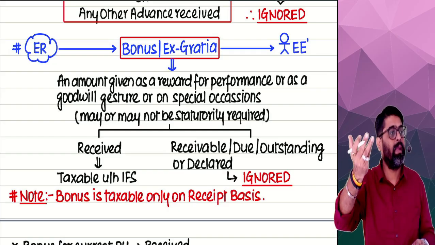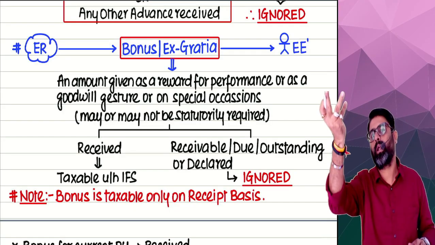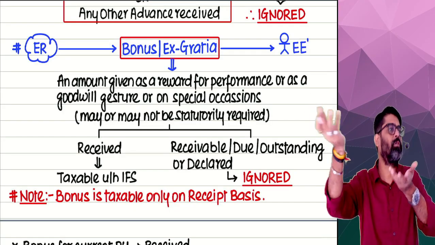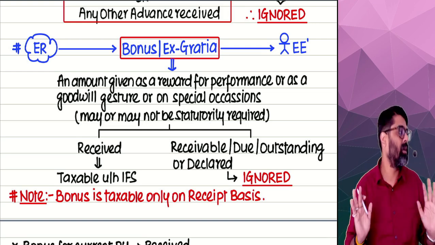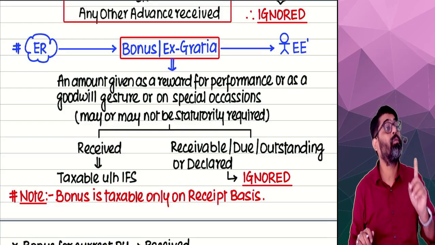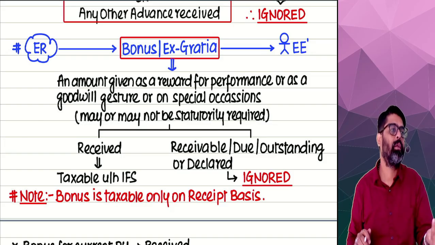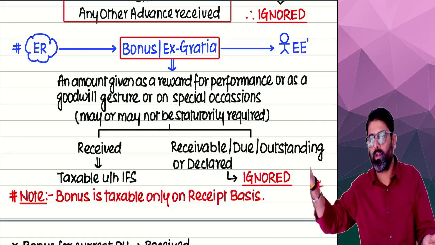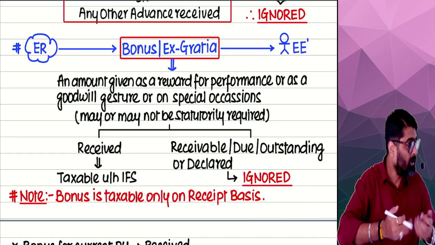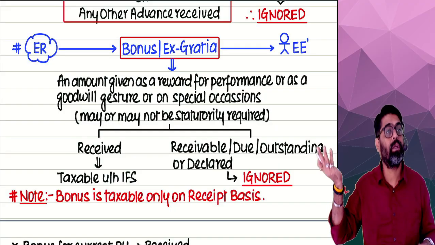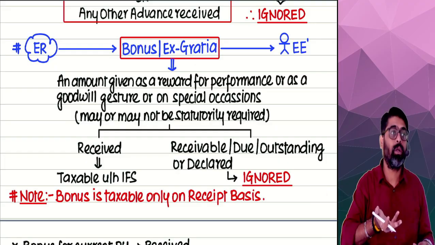Bonus can be given for any earlier year also. Earlier year, it was not taxed on what basis? Due basis. It is always taxed on what basis? Receipt. So whenever you get bonus for whichever year, that will be taxable in the year of receipt only. So this year's bonus received in this year is taxable in this year. Last 2 years' bonus is also received in this year, so it will be taxable in this year, because it was not taxed earlier on due basis or declaration basis. It will be taxed on receipt basis.